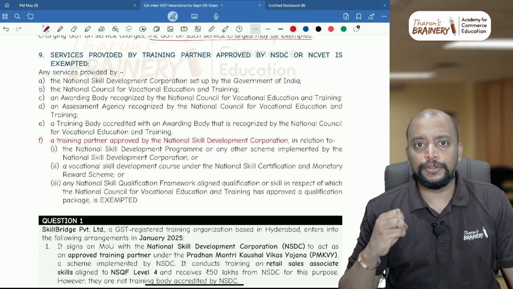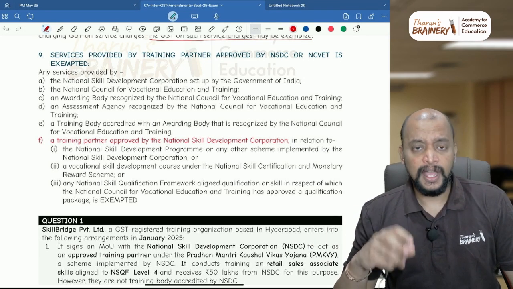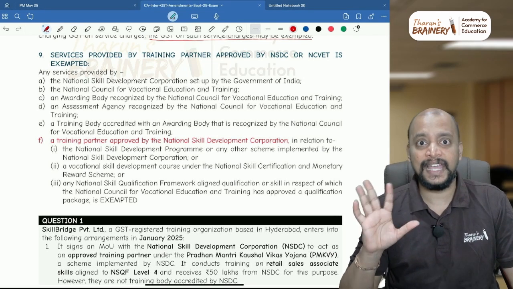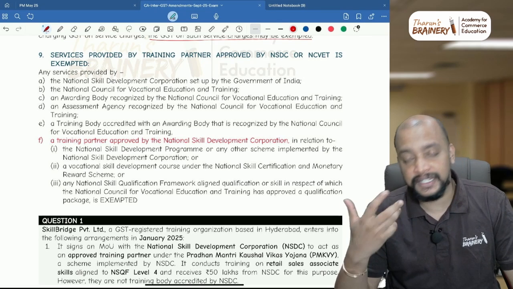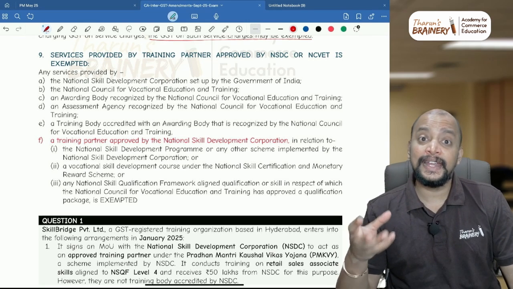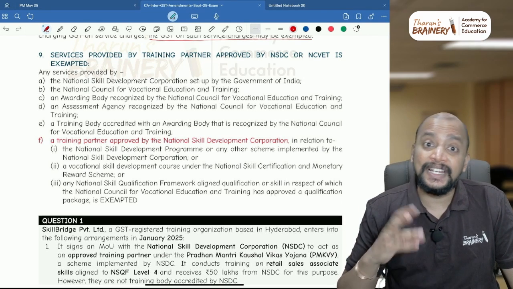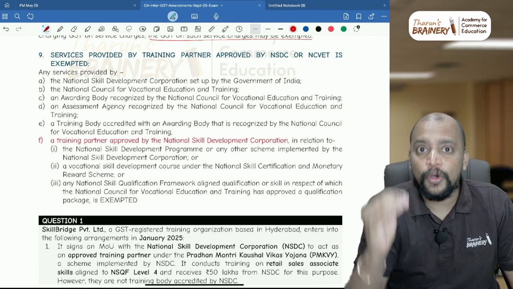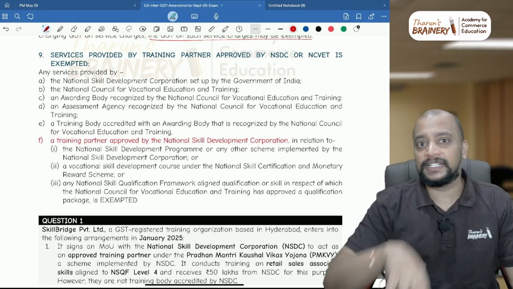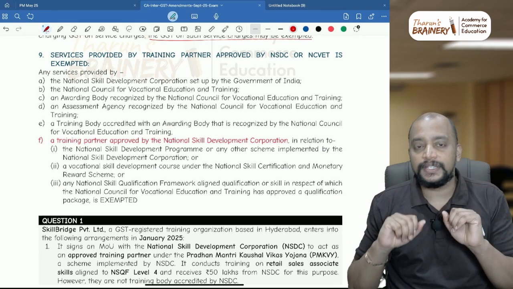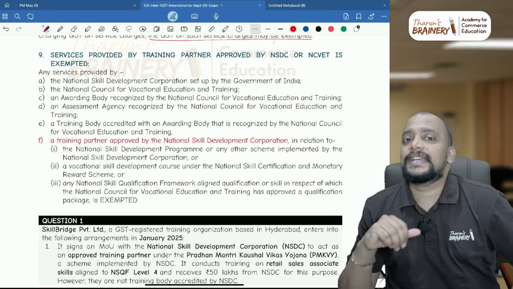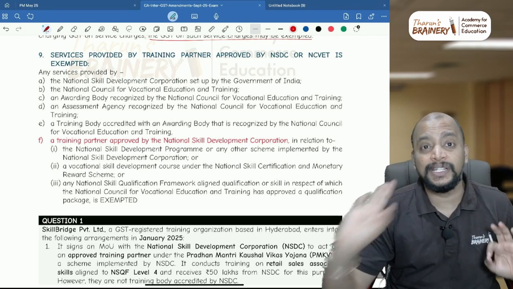What the awarding body will do: it will give the certification. What the assessing body will do: it will conduct the test, the examination. So conducting the question, creating the question paper, conducting the test. And what the training body will do: the training body will create the curriculum, what the course is, what should be taught, etc. Okay? So these are 3 bodies under the National Skill Development Corporation and NCVET, the National Council for Vocational Education and Training.